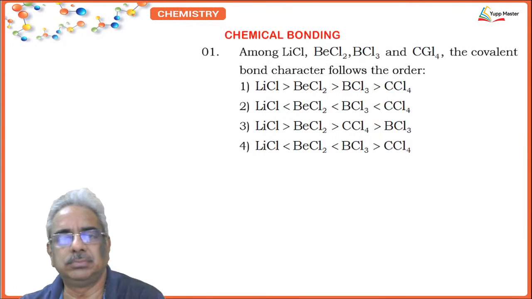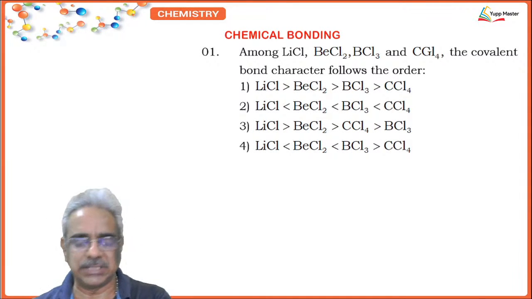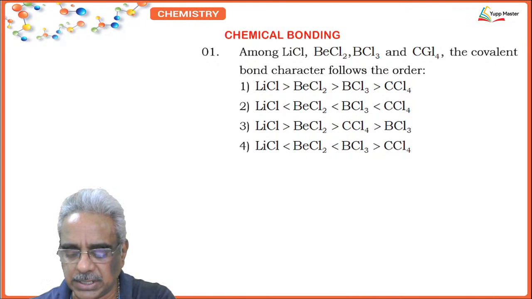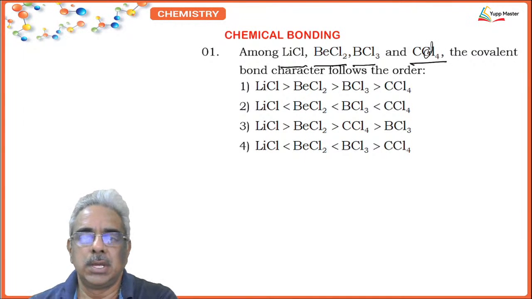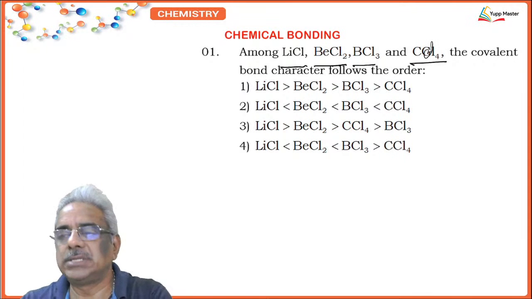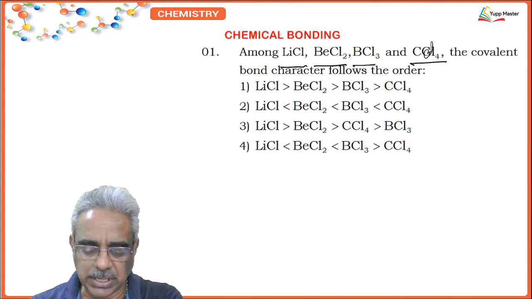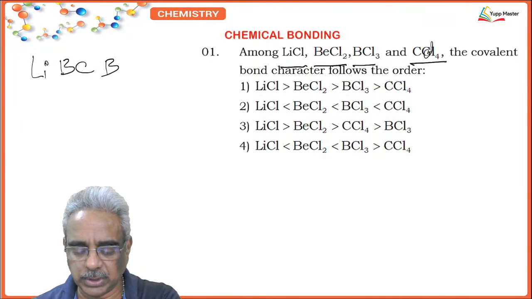Just, we'll take some question kind of things and try to analyze them. See, he gave four entities: lithium chloride, beryllium chloride, boron chloride, and carbon chloride. By seeing this, he is just asking covalent bond character order. So lithium, beryllium, boron, carbon.